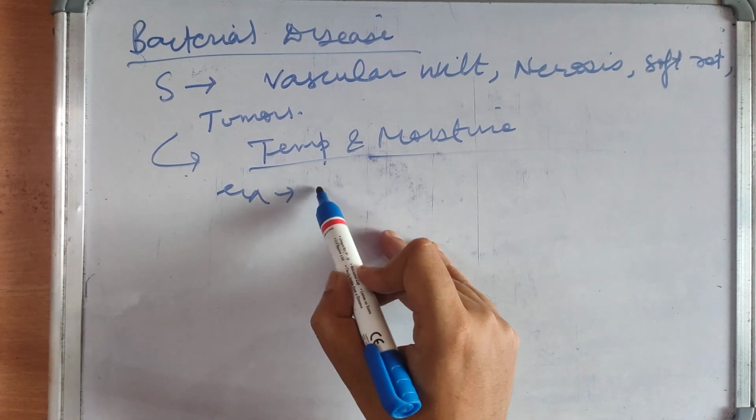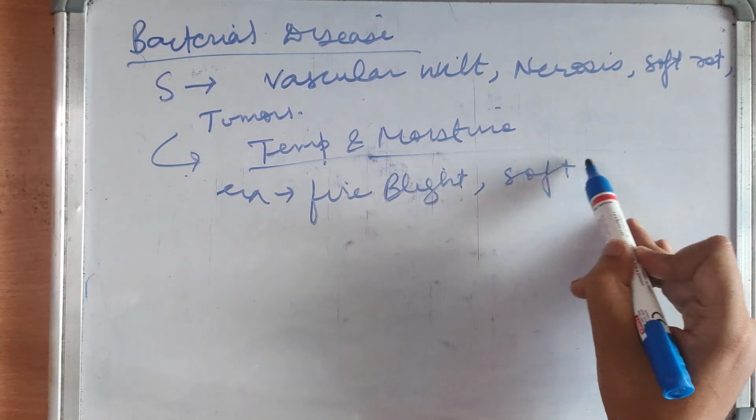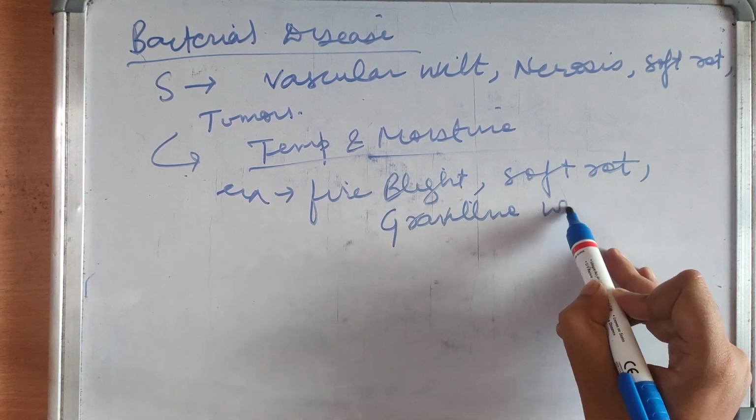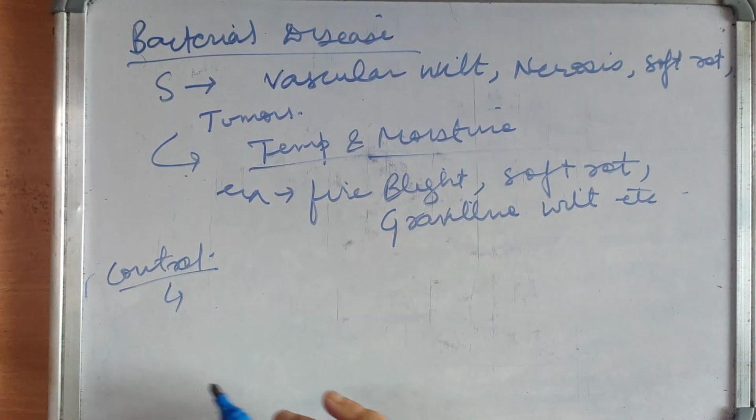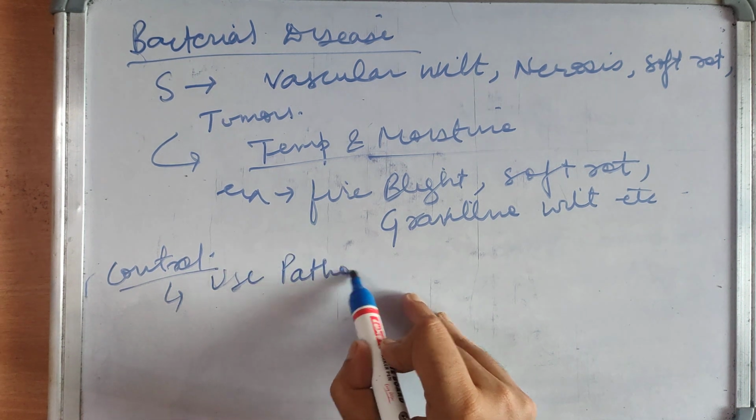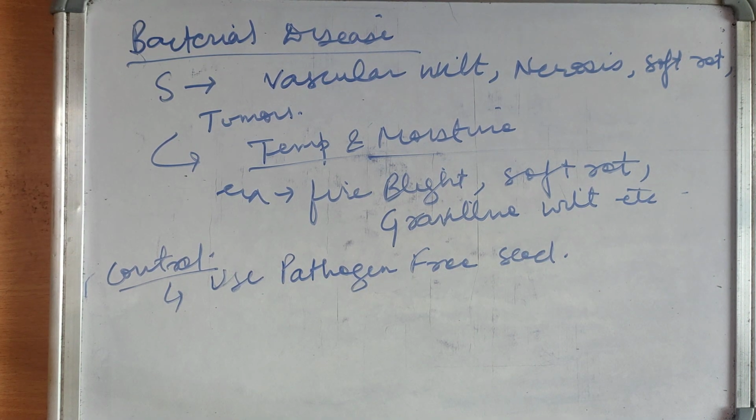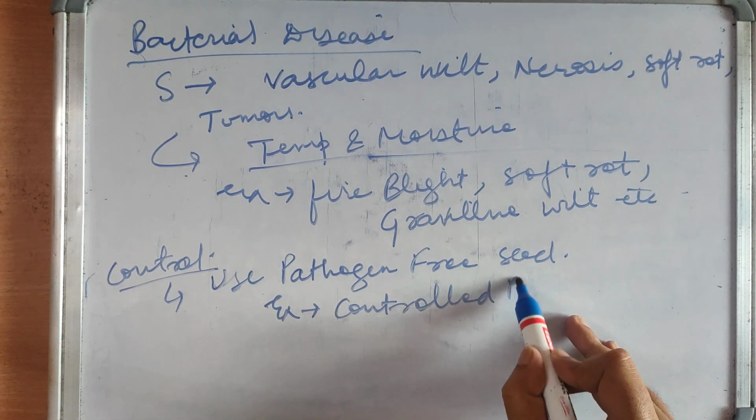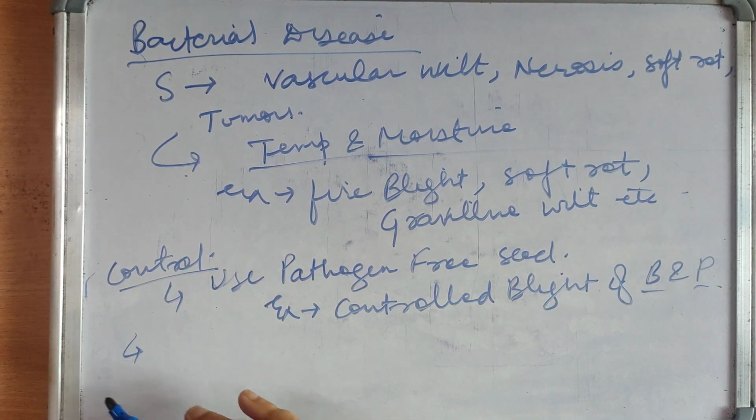Some examples of bacterial disease are fire blight, soft rot, granville wilt, etc. Now how will you control bacterial disease? First of all, we will use pathogen-free seed. Example, seeds that have controlled blights of beans and peas. So these seeds of beans and peas will have blights.